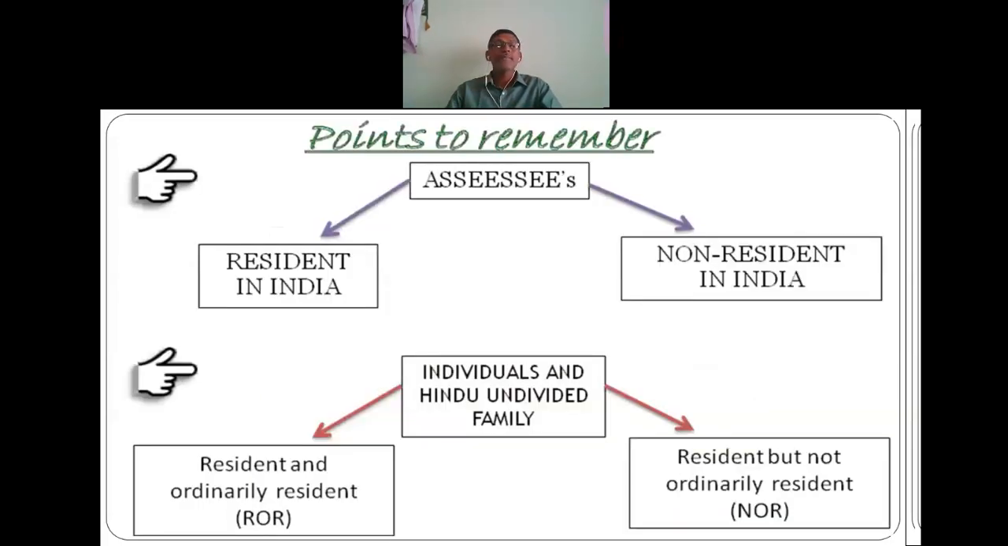For simple understanding: the provision applicable for an individual is the same, there is no deviation. Only firms and companies are different. For an individual, association of persons, body of individuals, or Hindu undivided family, whatever provisions we have discussed so far about determining residential status are absolutely the same. There are no differences.